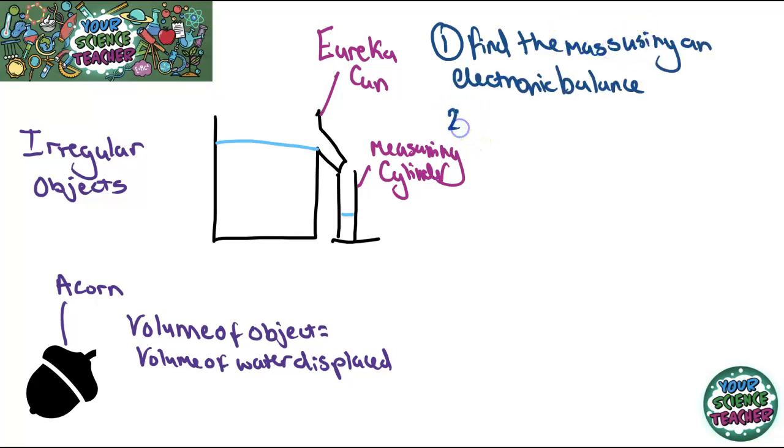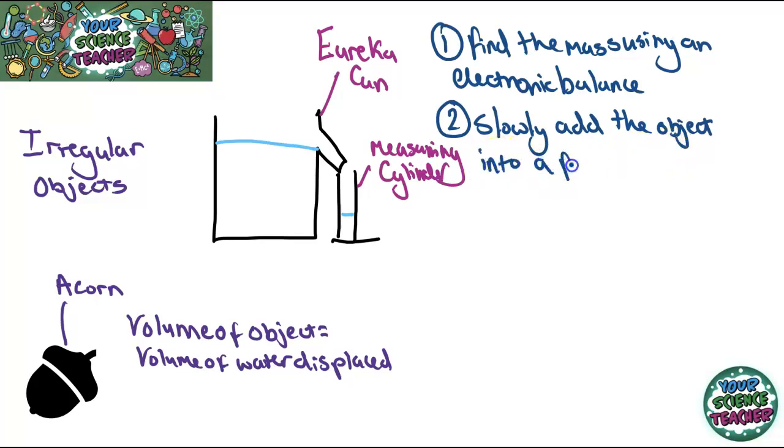After we've found the mass, we're going to slowly add in the acorn or just any irregular object. The reason why we're going to add it really slowly, you can use string to add it slowly, is that this is one way to avoid errors. We're going to slowly add the object to avoid spills, obviously, into a full Eureka can. If any water is spilt, this is going to lead to random errors, and the volume that you calculate will be less. So therefore, you'll end up with a density that is a larger value.